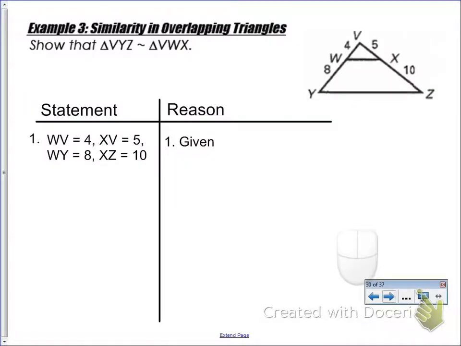All right, so we're going to write a proof here. And this is going to be a little bit different than some of the other proofs that we've done. We are given that WV is 4, XV is 5, WY is 8, and XZ is 10. That's all given in my diagram. So to show that these two triangles are similar, we're going to do side angle side. The first thing we should do is show we need a pair of congruent angles. And that's going to come from angle V, which is a shared angle. So angle V is congruent to angle V, and my reason is the reflexive property.